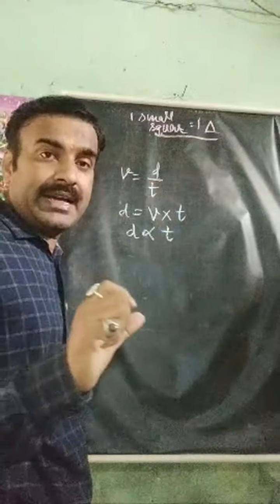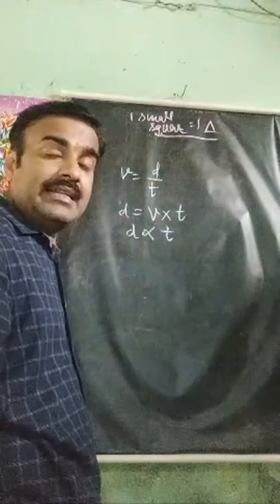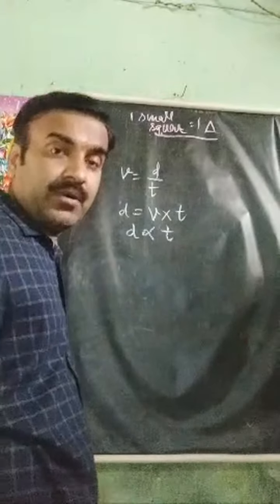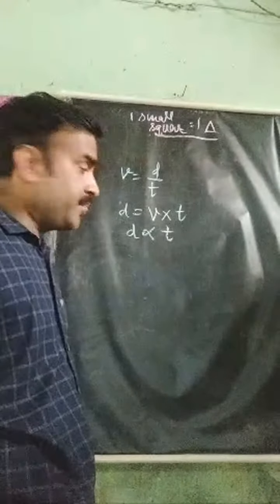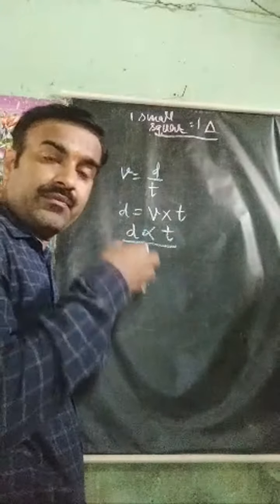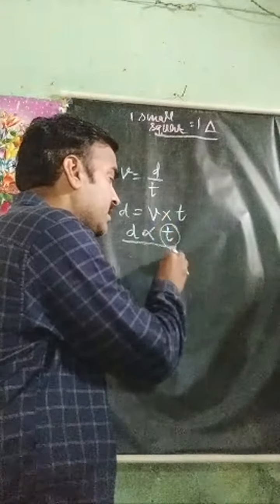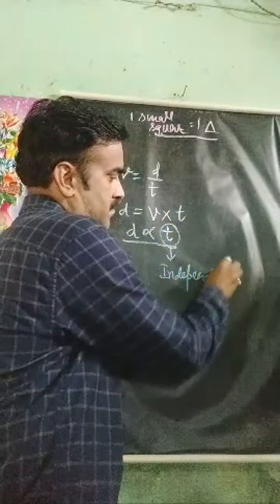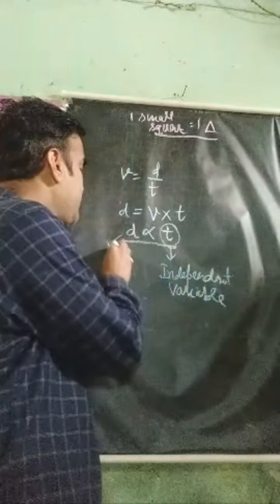Already I have explained how we can check which one is the dependent and which one is the independent variable. So see, in this one, tell me which one will be the independent variable and which one will be the dependent variable. I think this will be the independent variable, and this will be the dependent variable.